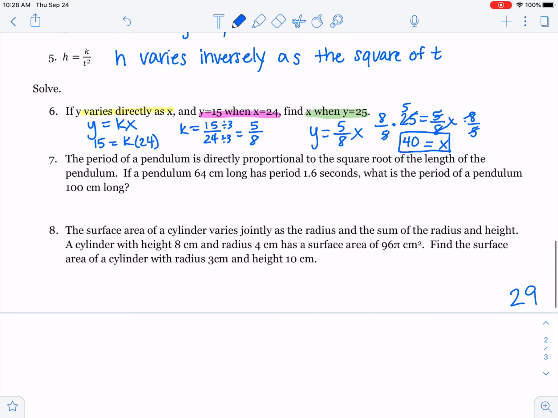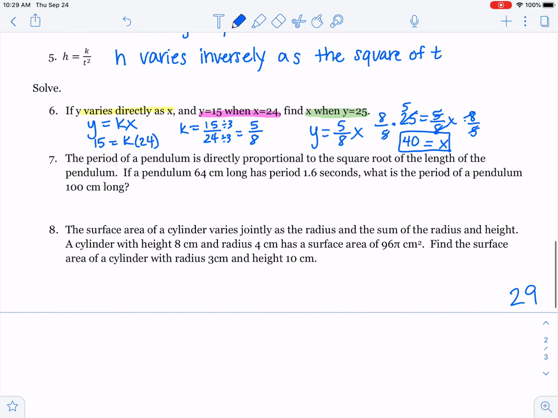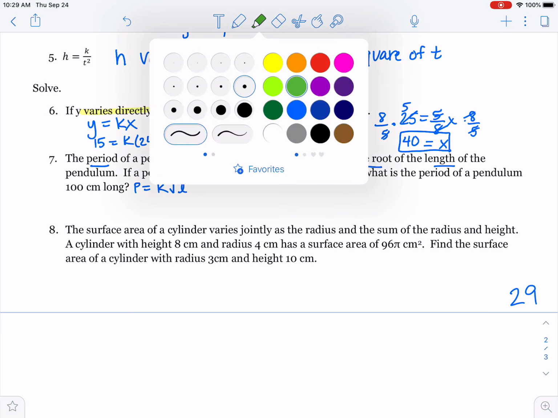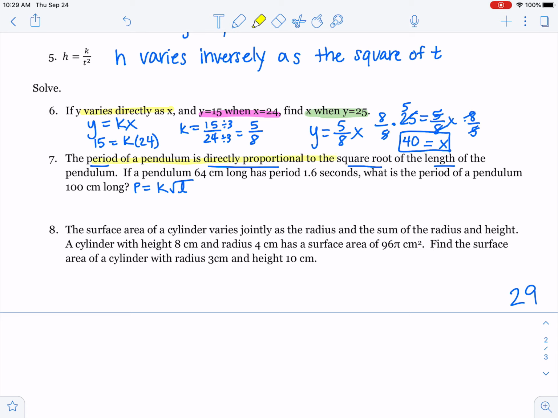For question number 7, we're going to approach it the same way. The period of a pendulum is directly proportional to the square root of the length of the pendulum. So the period is directly proportional to the square root of the length. So that's the part that's telling me my original equation.